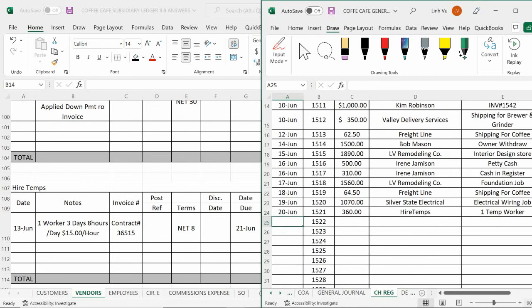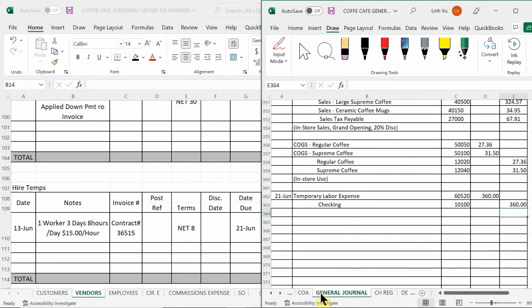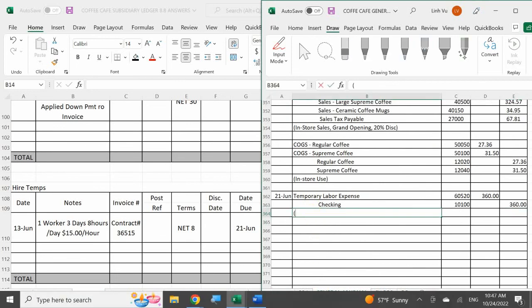Okay, so $360, check number 1521. So therefore, you made a payment to Hire Temps. What was the proof of the transaction? The contract number. Good. Contract number 365.15. And then you can say check number 1521. Okay, that should be good enough, because you could put all that information in here. All right. So now that I've filled out my journal, what comes next?